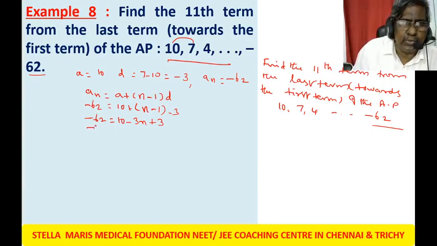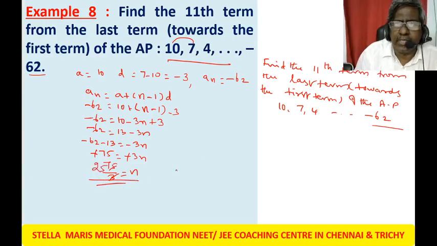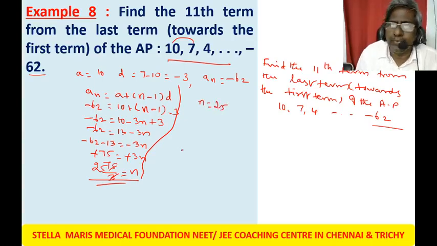See, it is minus 62 is equal to 10 plus 3 is 13 minus 3n. Okay, if it goes that side, it will be minus 62 minus 13 is equal to minus 3n, or minus 75 is equal to minus 3n. This minus will get cancelled. Then it will be 75 by 3 is equal to n. So you get 25. So now the total number of terms, n is equal to 25. Clear?